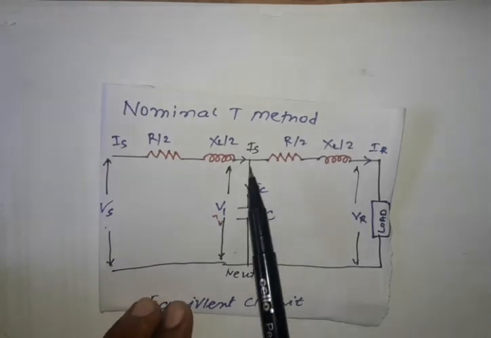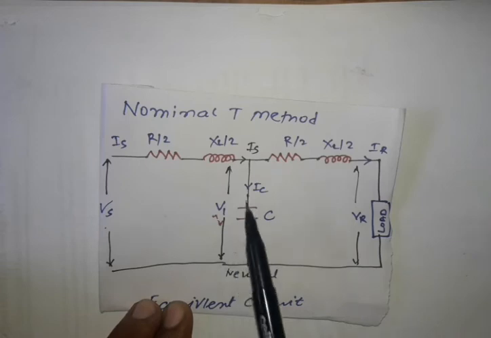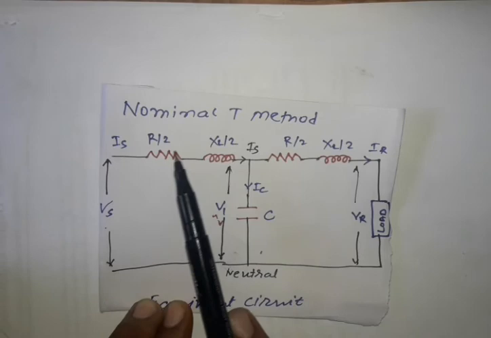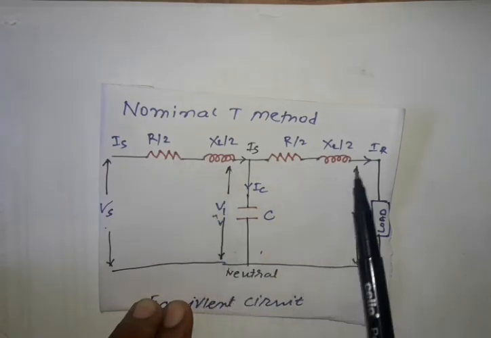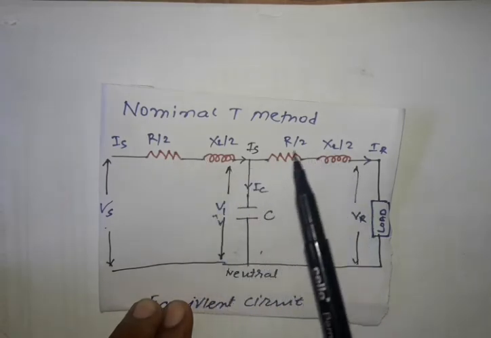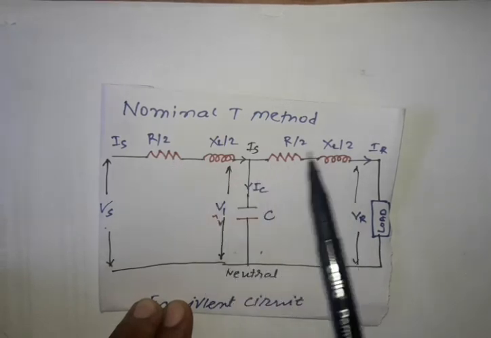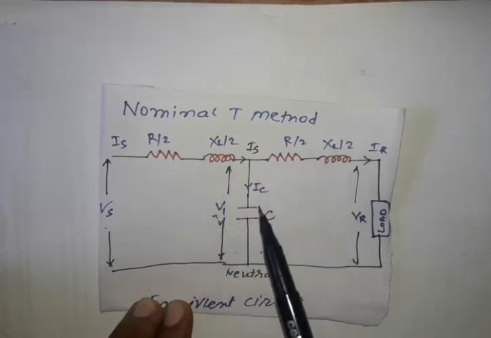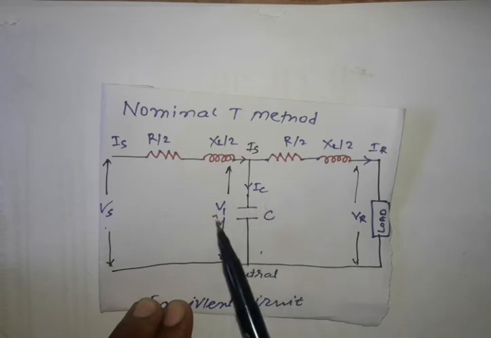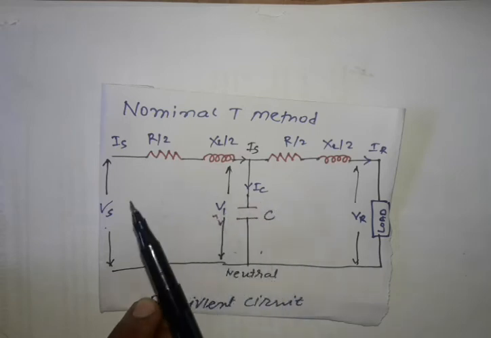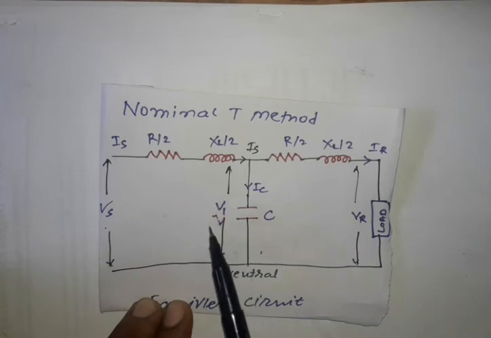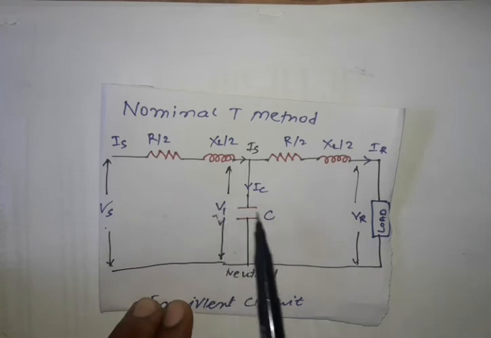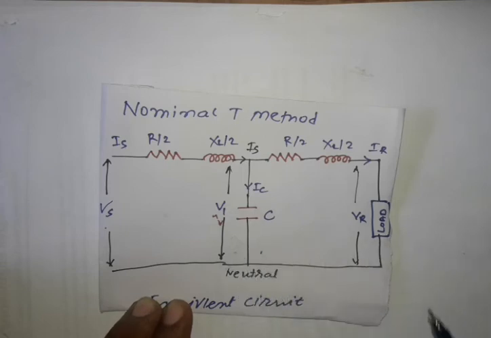But in the T method we locate the capacitance at the midpoint, so the impedance drop is split for both the receiving end side and sending end side. Due to this, the voltage in the capacitor is different from Vs and Vr. So here we take V1 as the voltage of the capacitor. Now we have to draw a phasor diagram for the T method.